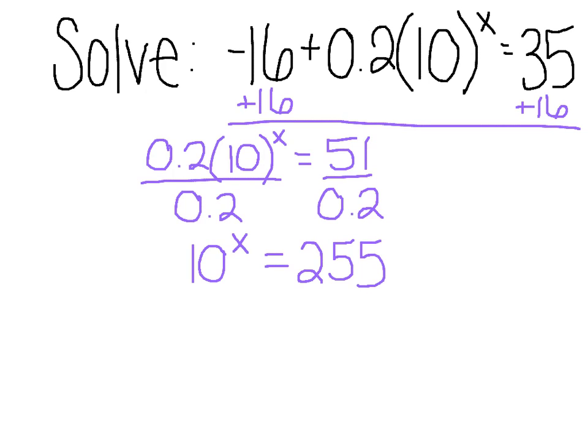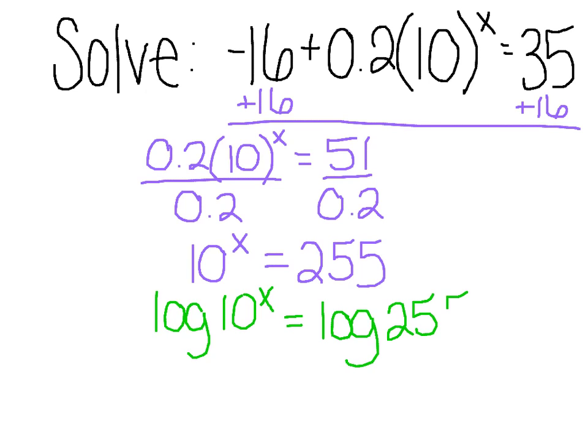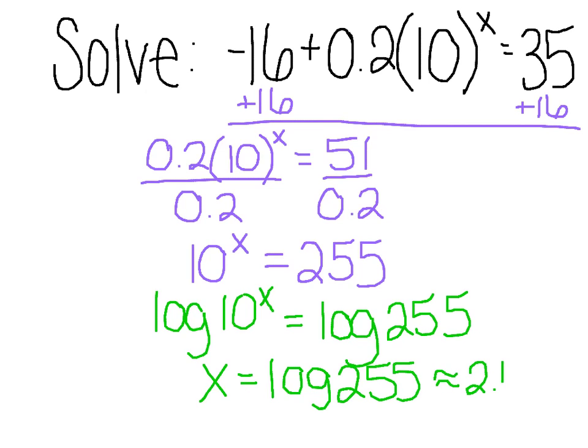Well, now we have that exponential by itself. We want to get rid of the exponent, so we're going to put log base 10 of 10 to the x equals log base 10 of 255. Log base 10 of 10 on this side cancels out, and we're left with x equals log of 255. Well, you can plug that into your calculator, and hopefully you got approximately 2.407. Now remember, if this is a question where you weren't using the calculator, log of 255 would have been the acceptable answer in the end.